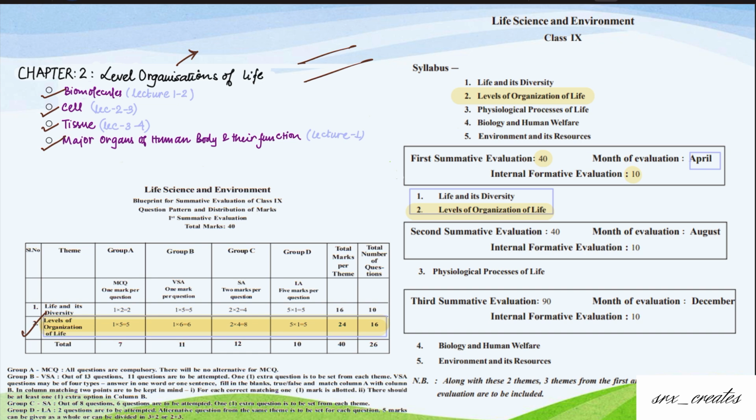Now, it's divided into biomolecules, cell, tissue, major organs of the human body and their function. Biomolecules are the molecules occurring in living organisms. Living organisms are somehow like a necklace made up of pearls. These small pearls and their constituents are what we are going to learn in biomolecules. Today we will start with biomolecules.